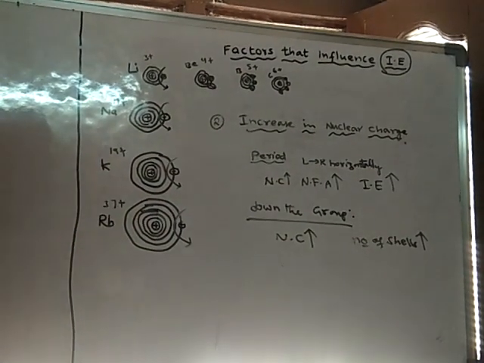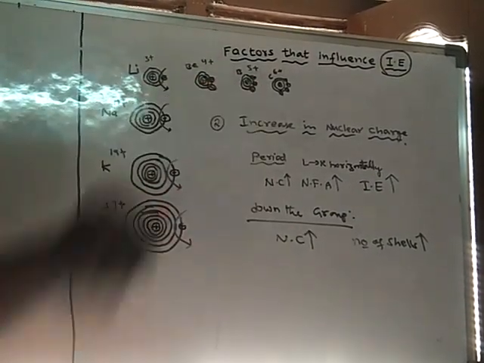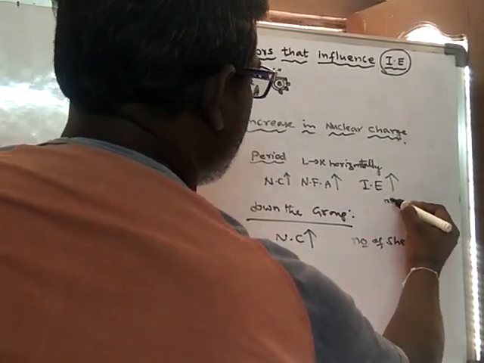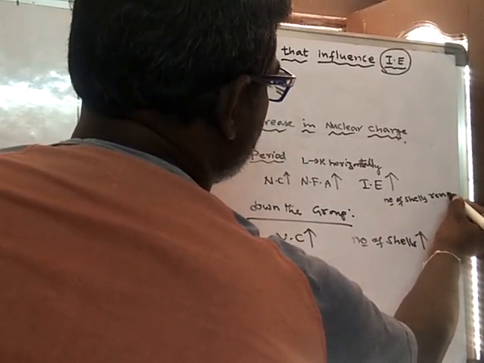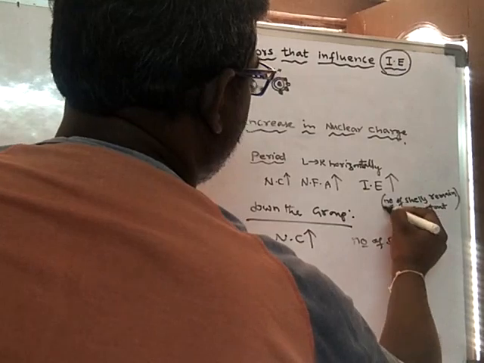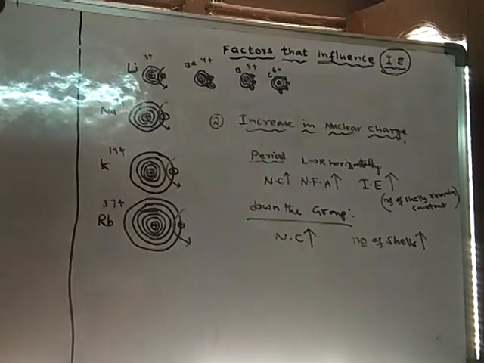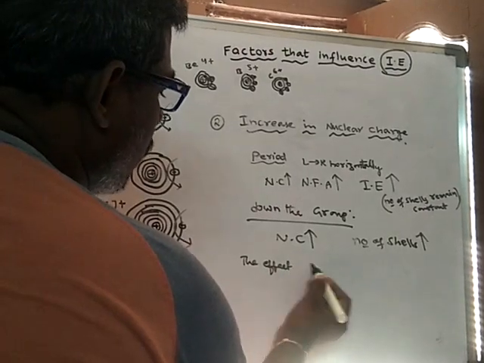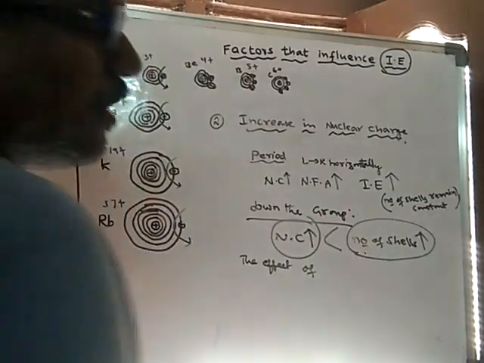But in a period, the nuclear charge keeps on increasing, but the number of shells remains constant. In a period, what is happening? The number of shells remains constant along a period from left to right. But down the group, the number of shells increases. So what happens? The effect of increase in number of shells dominates over the effect of increase in nuclear charge.